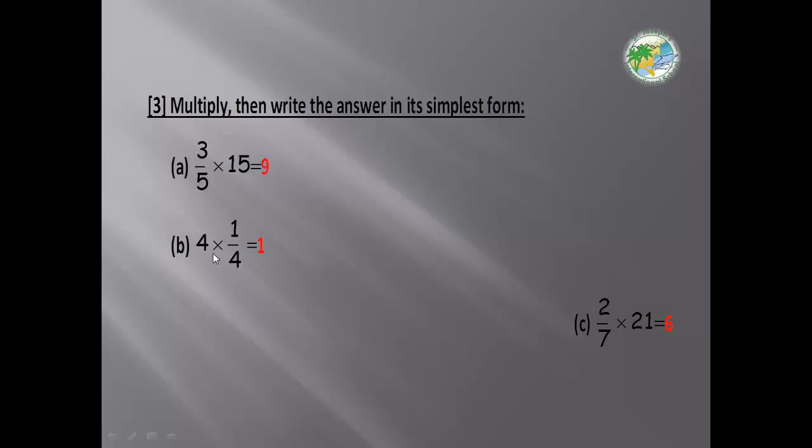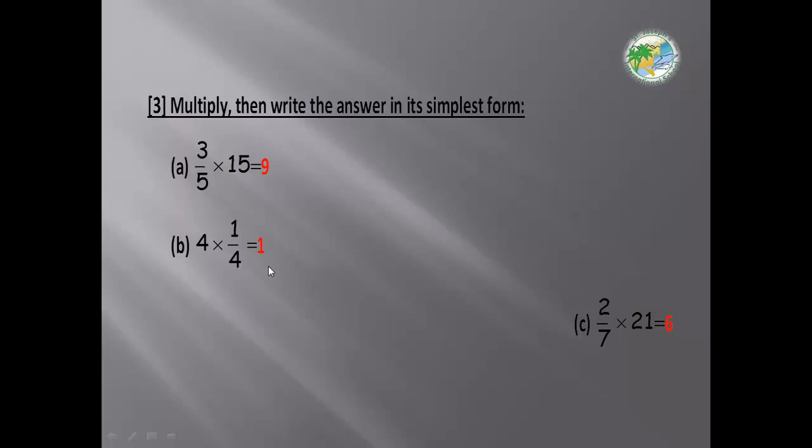Another method. The 4 goes together with the 4. It will be 1. 1 times 1, and here the denominator, any whole number or integer number, has denominator equal to 1. We can do it with another method. 4 times 1 equals 4. 1 times 4 equals 4. 4 over 4 equals 1.